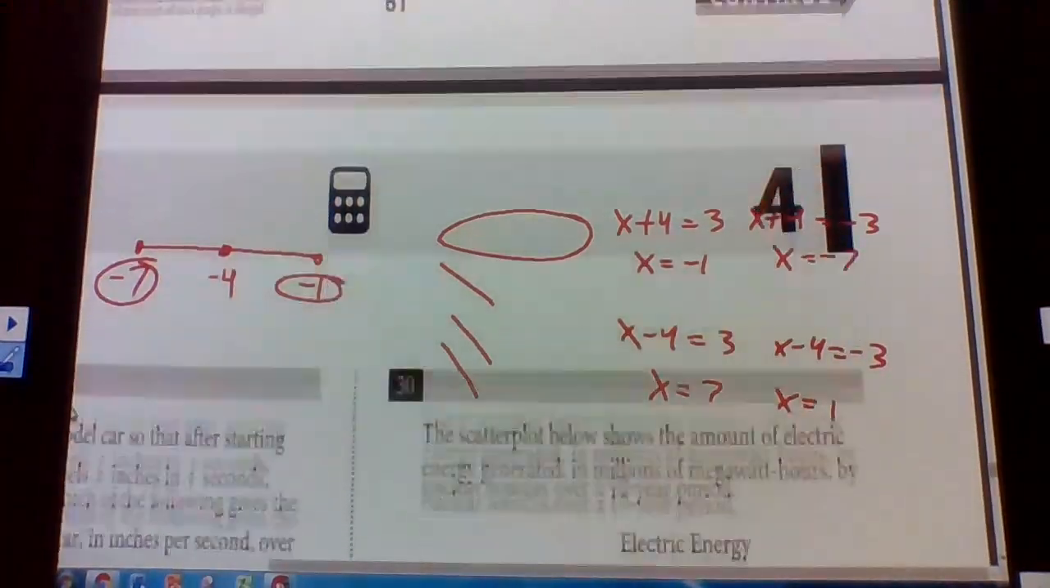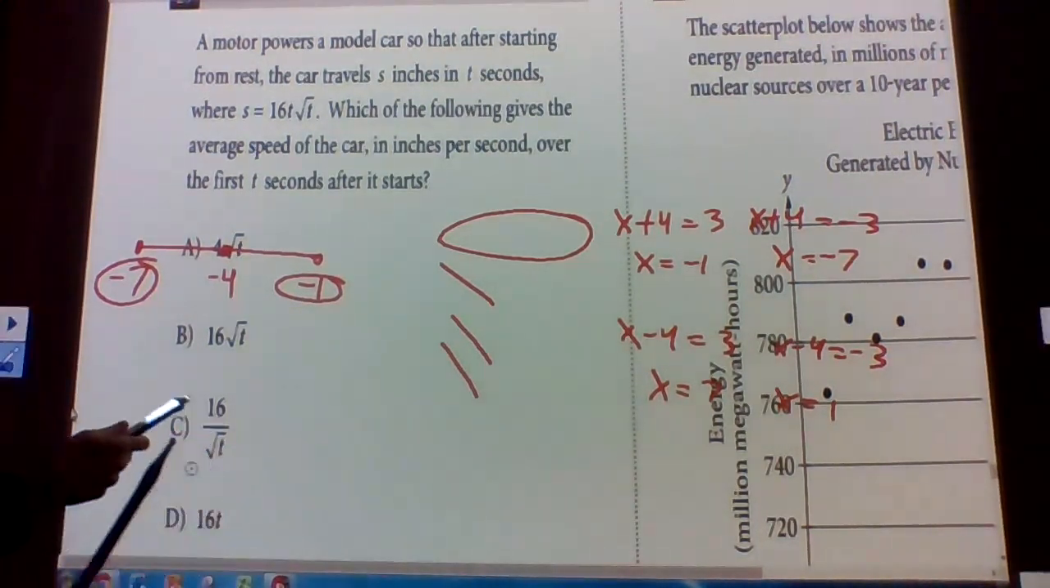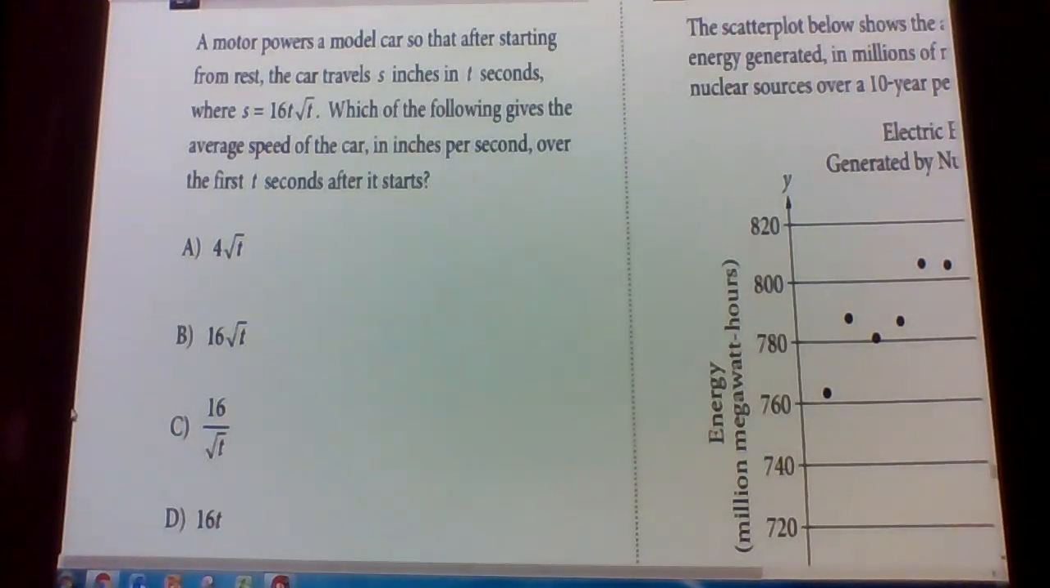29. Okay, a motor powers a model car so that, starting from rest, the car travels s inches in t seconds, where s equals 16 t to the three-halves power. Which of the following gives the average speed of the car in inches per second over the first t seconds?